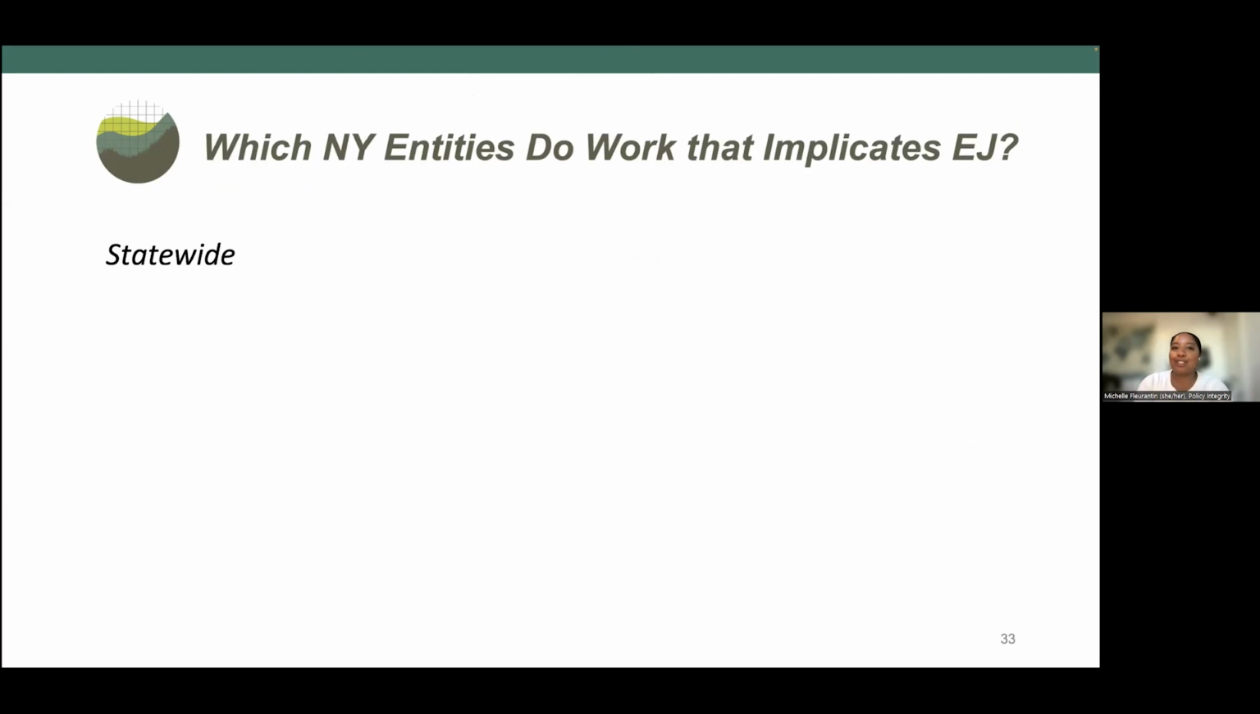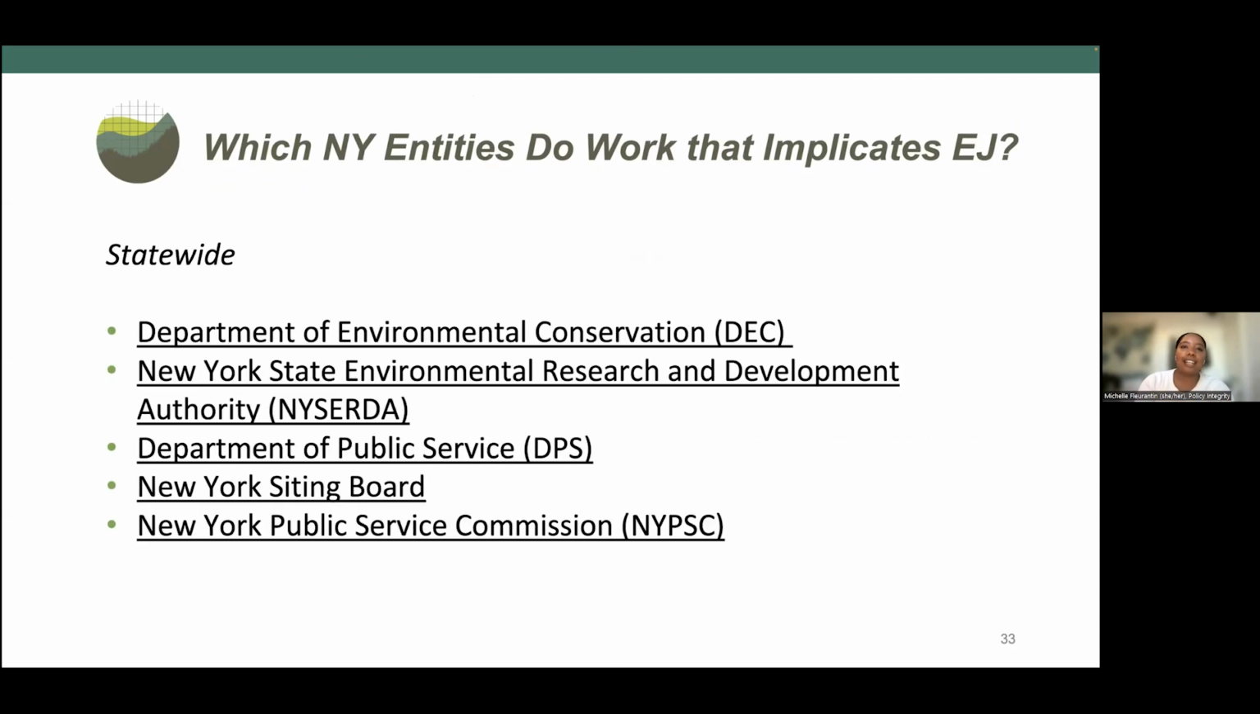So, which New York entities do work that implicates environmental justice? Now, statewide, there are a variety of entities. A few of them are on this slide right here. Some of these entities also have to report based off of the benefits of spending provision to the CLCPA. But there's also a lot of different entities that we'll go into depth on in the issue brief.